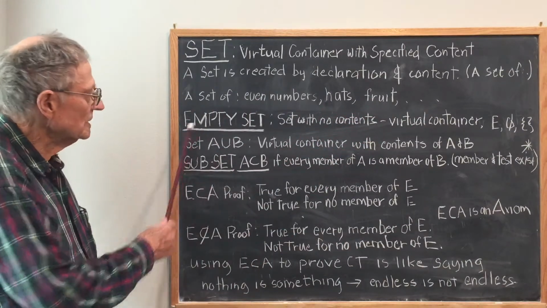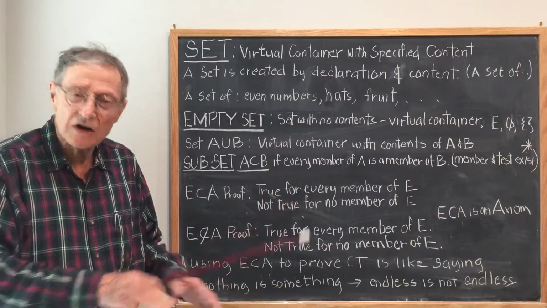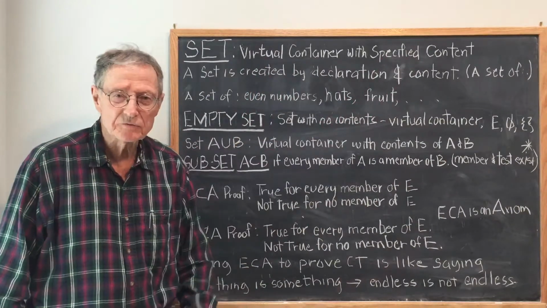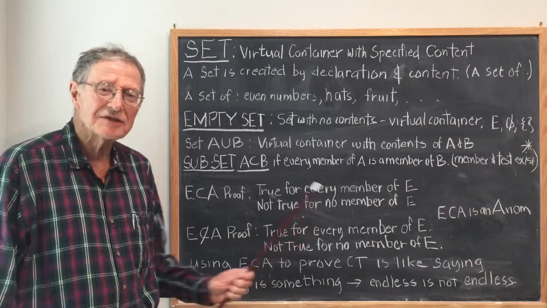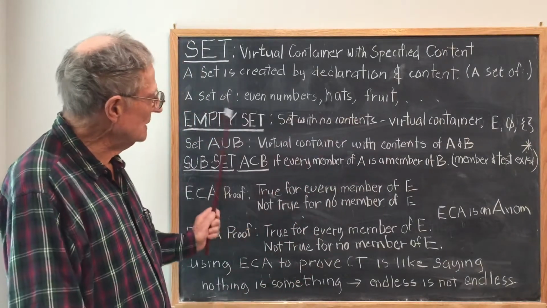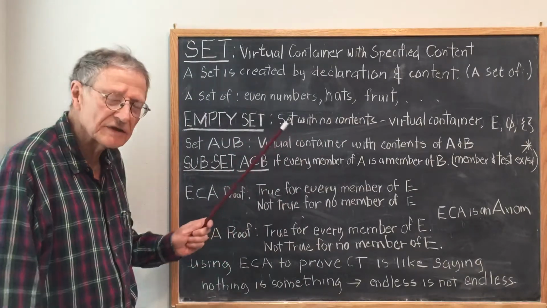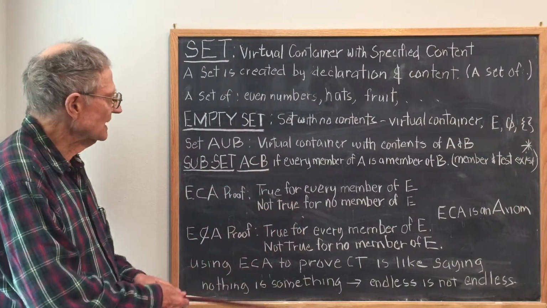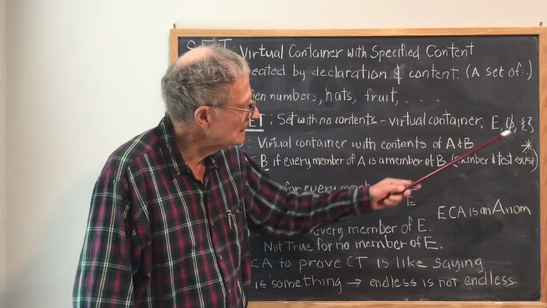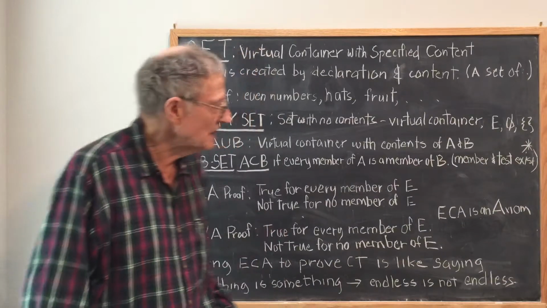Then the empty set is a set with no contents. I'm specifying that there are no contents. Again, virtual container with specified content. What am I specifying about the content? That there isn't any. So in that sense, if I don't have contents, all I'm left with is the virtual container. So the empty set is the virtual container, and some of the designations are E, phi, and empty brackets.